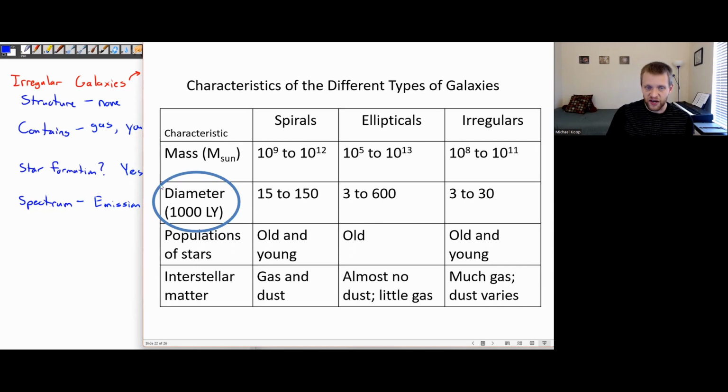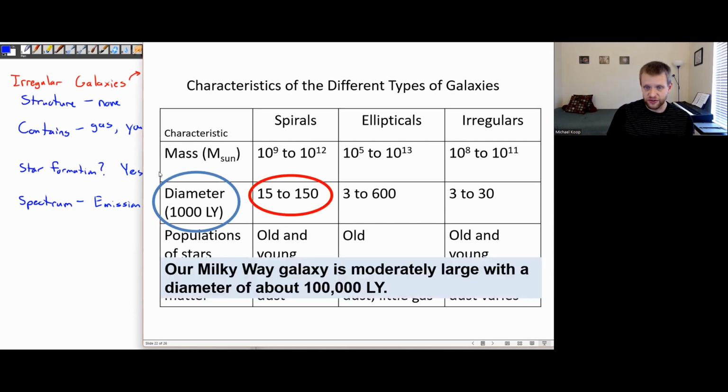In terms of the sizes, the diameters of these galaxies, same kind of thing. Our Milky Way galaxy is a moderately large one, with a radius of about 100,000 light years. This goes from 15,000 to 150,000 light years. Our Milky Way galaxy is a slightly above average mass spiral galaxy. But even the smallest spiral galaxies are relatively large compared to the smallest of the ellipticals and irregulars.